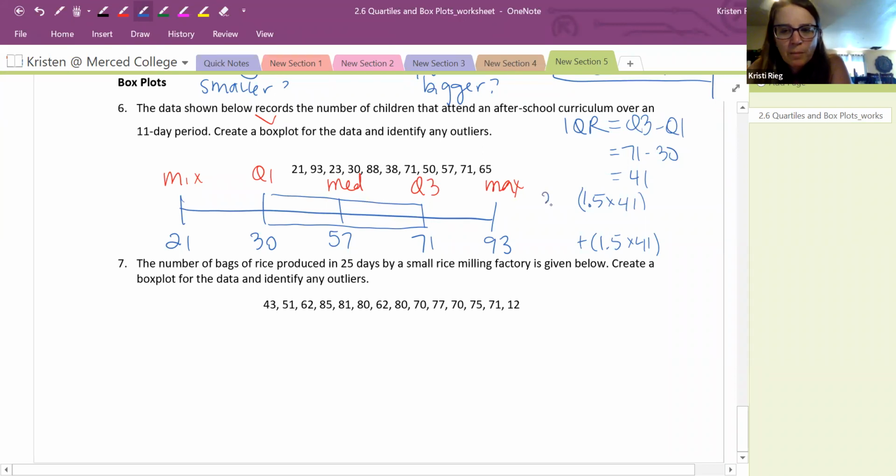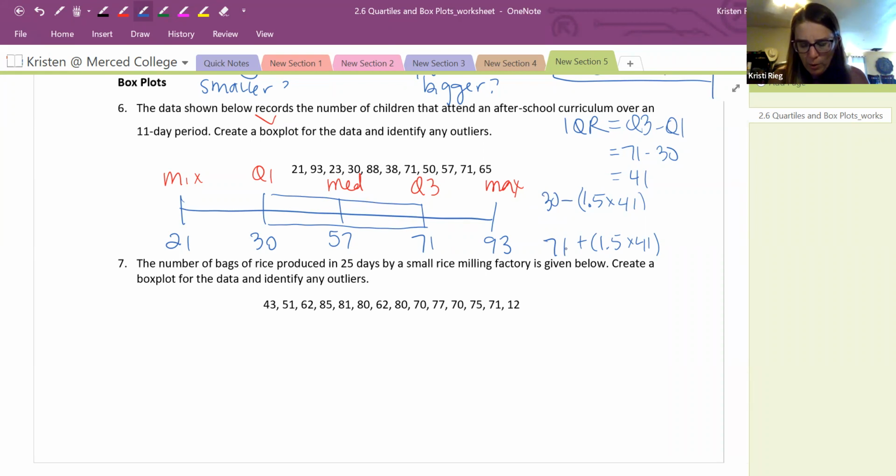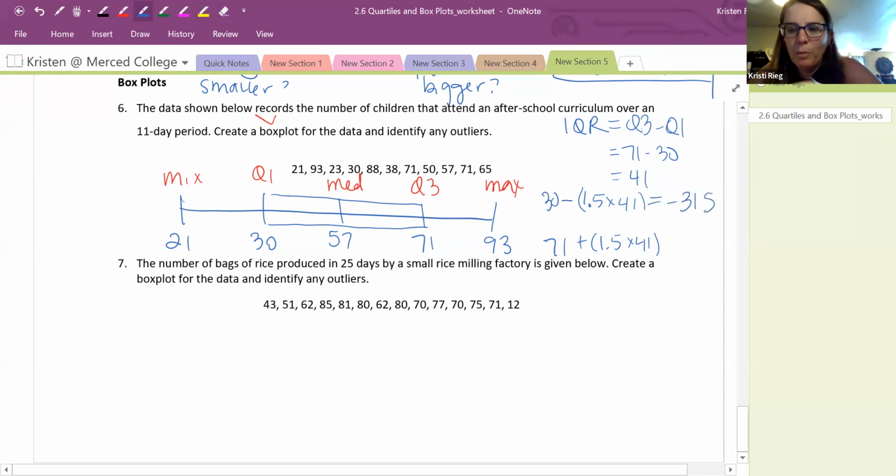Q1 is 30 and Q3 is 71. Okay. Plug it in. 30 minus 1.5 times 41 is really small. Negative 35. The IQR is really big. It's not negative 35, it's negative 31.5.